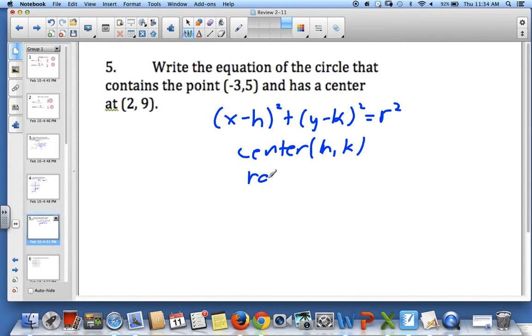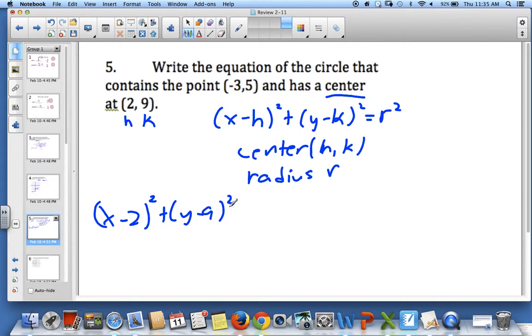And the radius is r. So, to figure out h and k, they tell you what h and k are. The center is (h, k), so this is h and this is k. So it's simply going to be (x minus 2) squared plus (y minus 9) squared equals something. We don't know what r squared is, so let's figure out what r squared is.